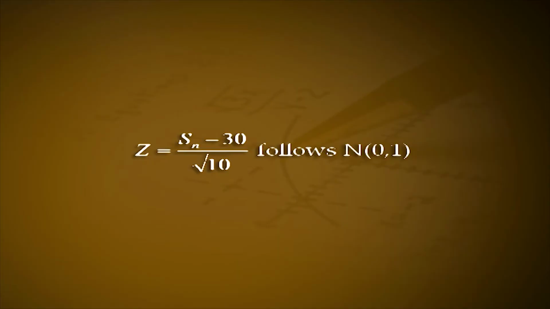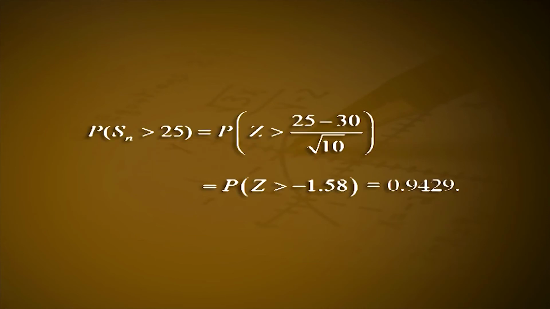30. Sum of the numbers drawn, Sn equals X1 plus X2 etc. plus X30. Then expectation of Sn equals 30 into 1, that is 30, and variance of Sn equals 30 into 1/3, that is 10. By central limit theorem, Z equals (Sn minus 30)/root 10 follows N(0,1). Hence, P of Sn greater than 25 equals P of Z greater than (25 minus 30)/root 10, that is P of Z greater than minus 1.58, that is equal to 0.9429.